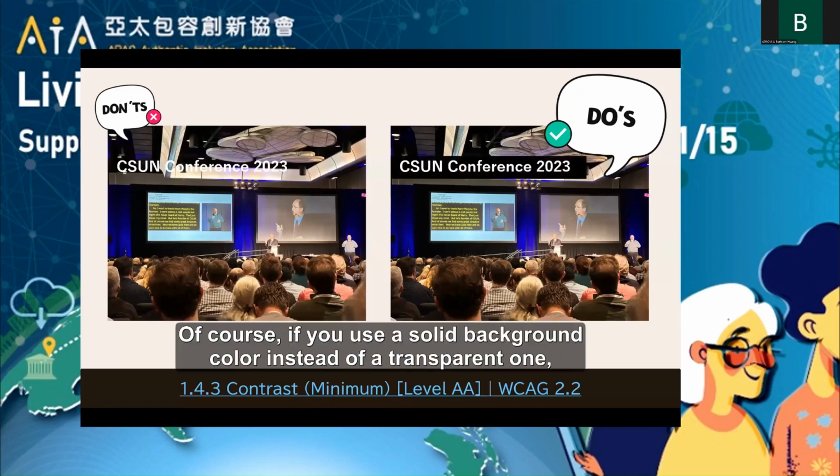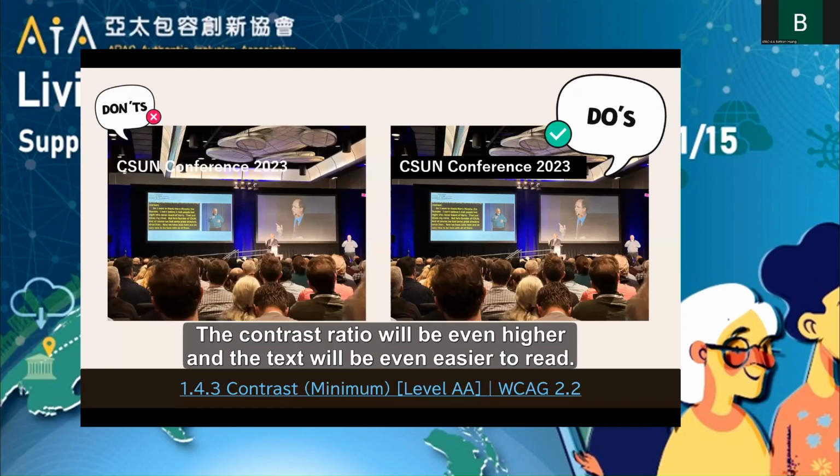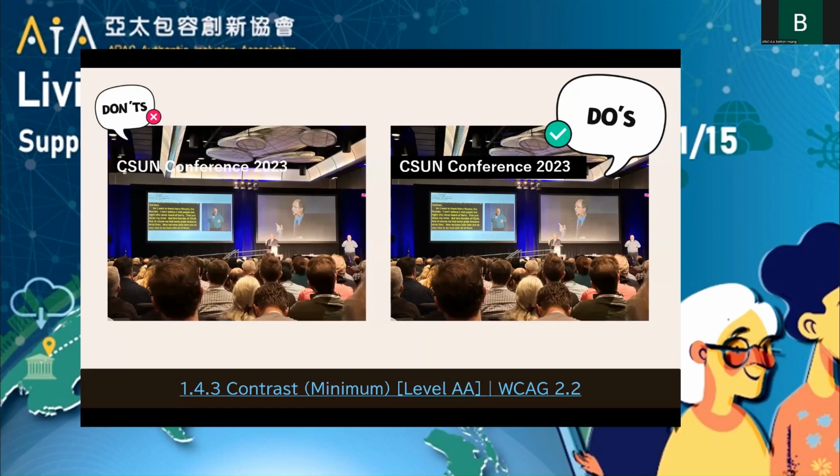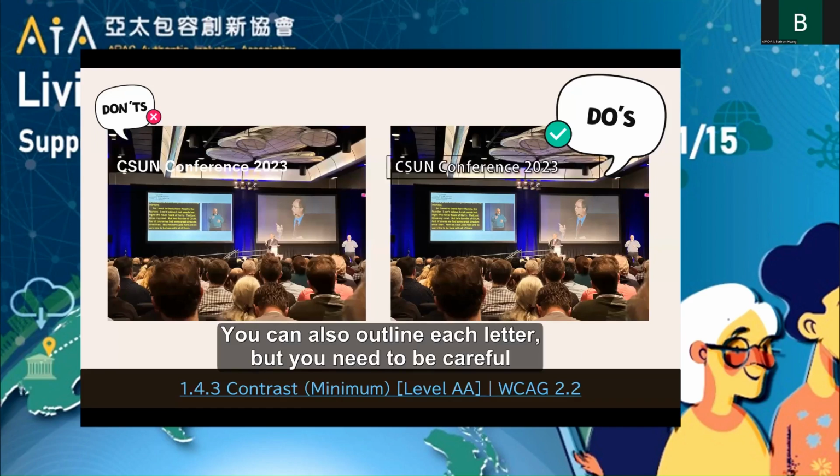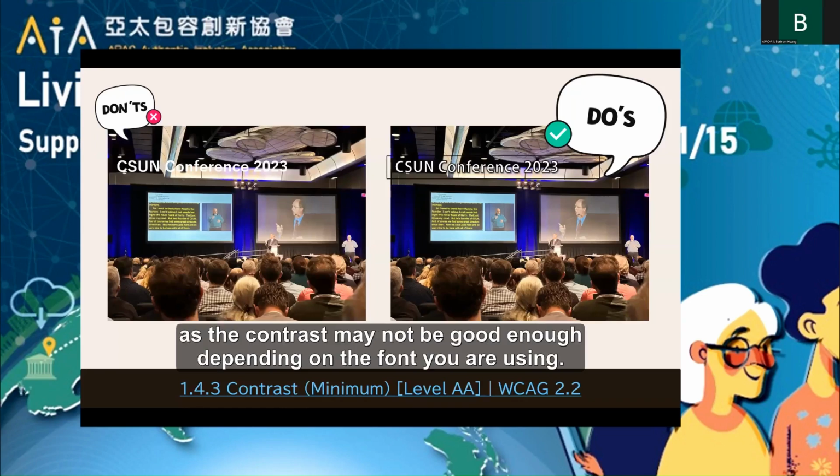Of course, if you use a solid background color instead of a transparent one, the contrast ratio will be even higher and the text will be even easier to read. You can also outline each letter, but you need to be careful as the contrast may not be good enough depending on the font you are using.